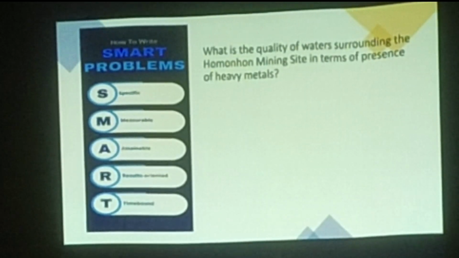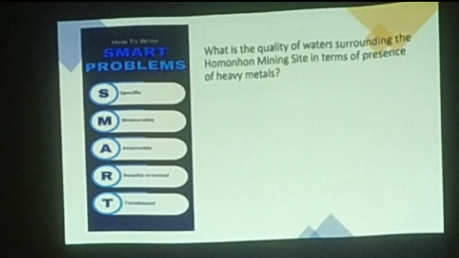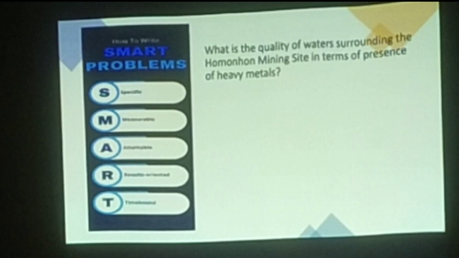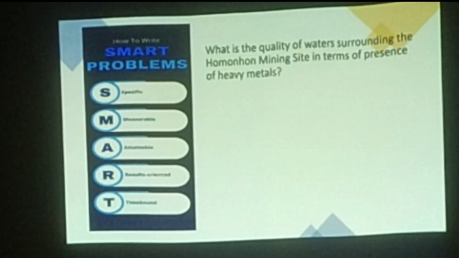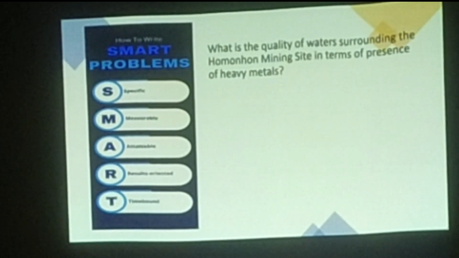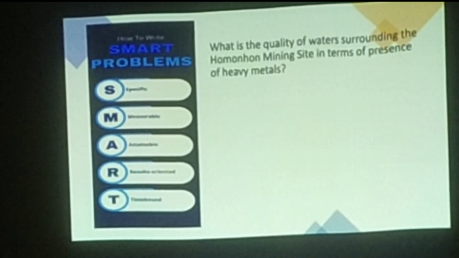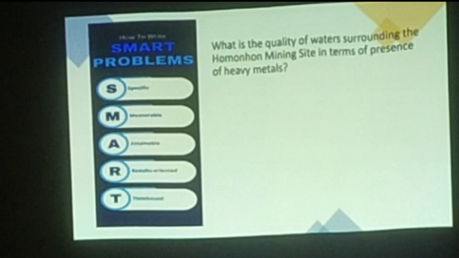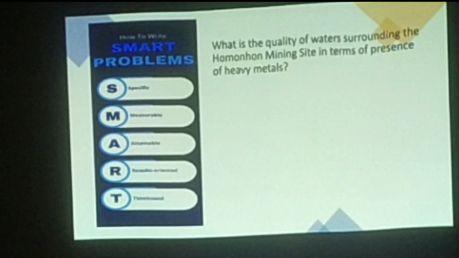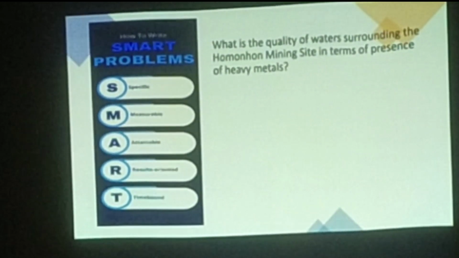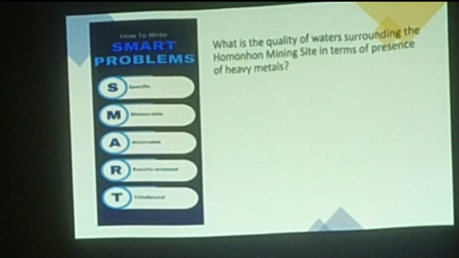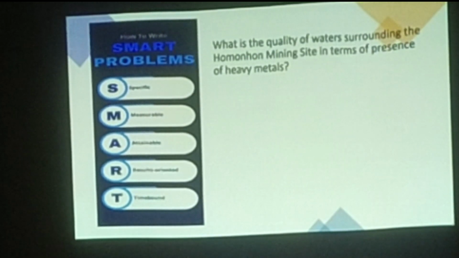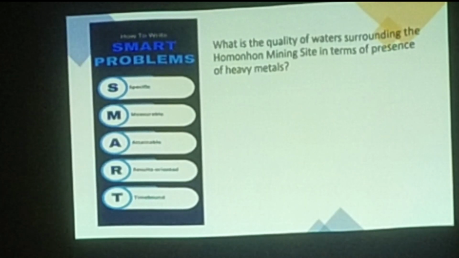So, what's the quality of waters surrounding the Humanhon mining site in terms of presence of heavy metals? Are you able to tell what the question wants to do or wants to answer? How so? Because it's specific kay toward nakapagdaan karayag niya i-test kay quality of water surrounding ng Humanhon and nakaputang liwat kung paano siya i-measure and parameters on testing the quality of waters which is presence of heavy metals. Okay, pwede pa rin mag-research teacher. Pero estudyante ka, di ba?